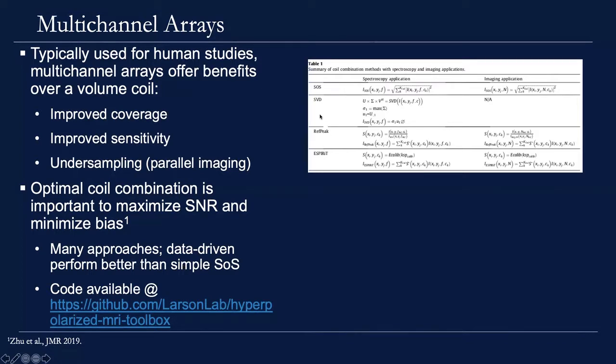Your SVD or eSPIRiT, what we call RefPeak, where you estimate the weights based off the pyruvate signal. I'm just going to introduce them here and say there are lots of ways to do it. Any of them are better than doing a simple sum of squares. If you ever find yourself working with multi-channel arrays, the code for all these techniques are available on Peter's GitHub. The paper is here to go through the different details.